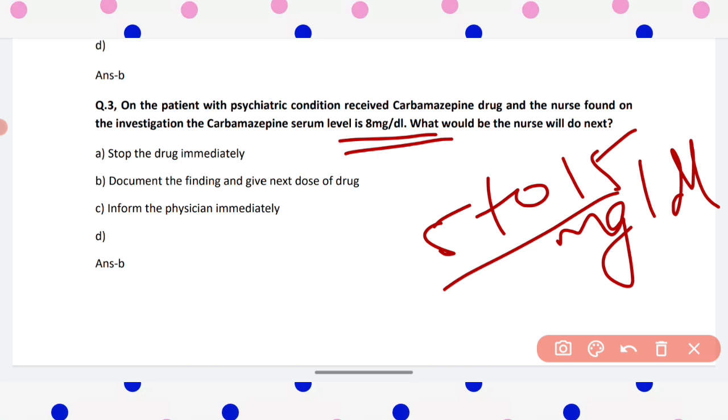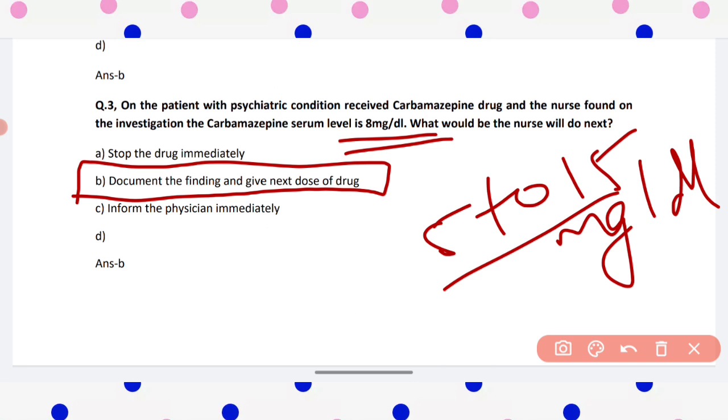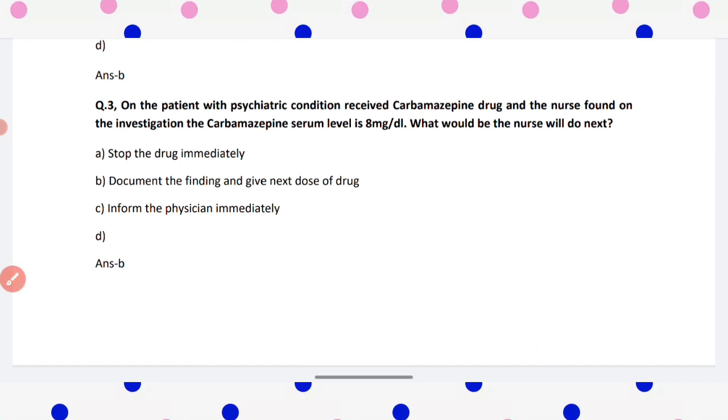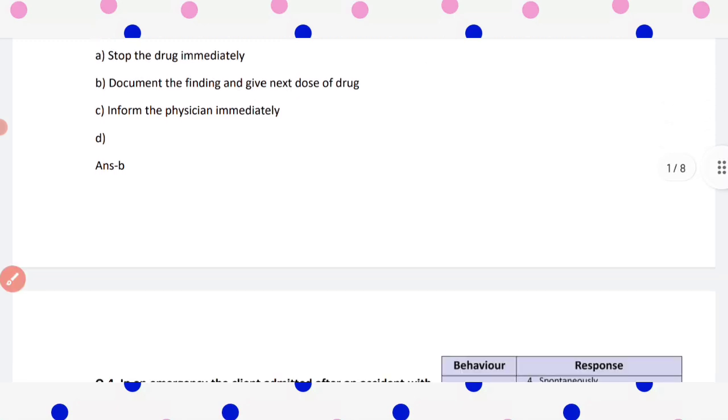So what are we supposed to do? We have to take option B. Document the finding, because it is coming under the normal value. So you have to document the finding and give the next dose of the drug. Fine. Okay. So here the answer is option B.